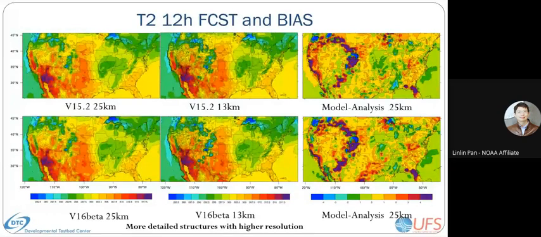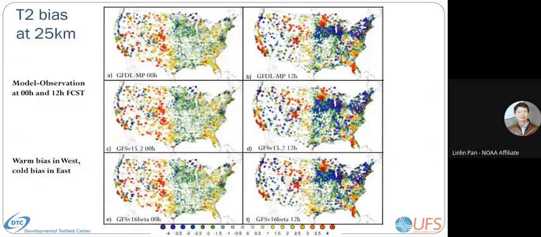This is a T2 12-hour forecast and the bias between model and analysis for V15.2 and V16 beta, at 25 kilometer and 13 kilometer resolution. We can see the dominant pattern is similar, but high resolution gives more detailed structures. Then we verified the T2 bias with the observations.